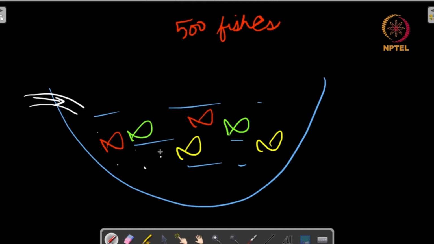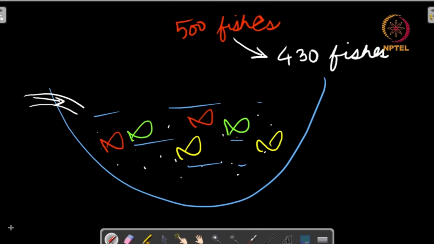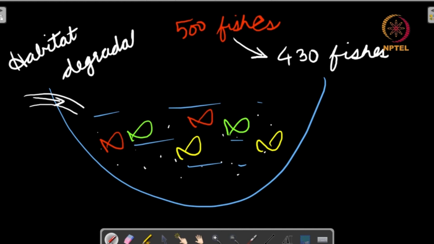Now, once we increase the pollutant load in the pond, then what do you think will happen to the number of fishes? Currently the pond is able to support 500 fishes, but with more and more pollution, suppose the number of fishes that the pond is able to support reduces. So now it is able to support 430 fishes. This situation is known as habitat degradation. That is, we are reducing the quality of the habitat.